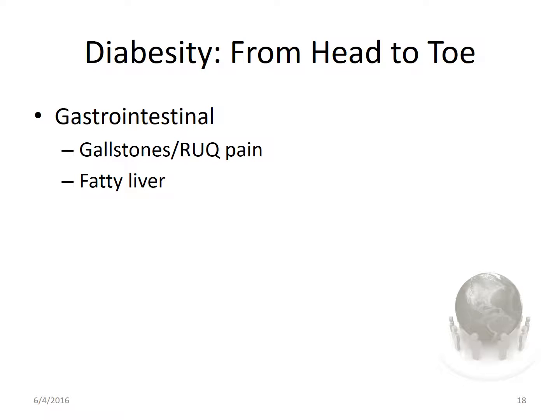In the gastrointestinal system, the obese person especially has a risk factor for gallbladder disease. They also can have a risk for hyperinsulinemia. If any adolescent, child, or young adult has right upper quadrant pain, they should initially rule out gallstones.